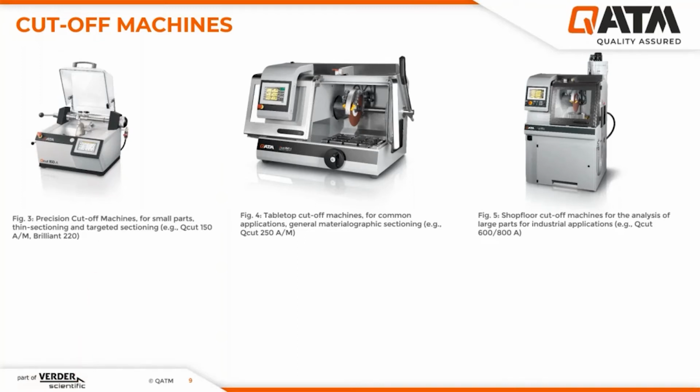However, the cutoff machines most of you will work with are so-called tabletop cutoff machines, which are a nice compromise between the precision of a precision cutoff machine and the performance of a larger shop floor machine. And machines like the QCut 250A or M are the most common in the materialographic laboratory. Of course, if you have very large sample throughput or use wet abrasive cutting for non-materialographic use, you may also use a larger dimensioned shop floor cutoff machine like the QCut 600 and 800A, which has the possibility to cut quite large parts.